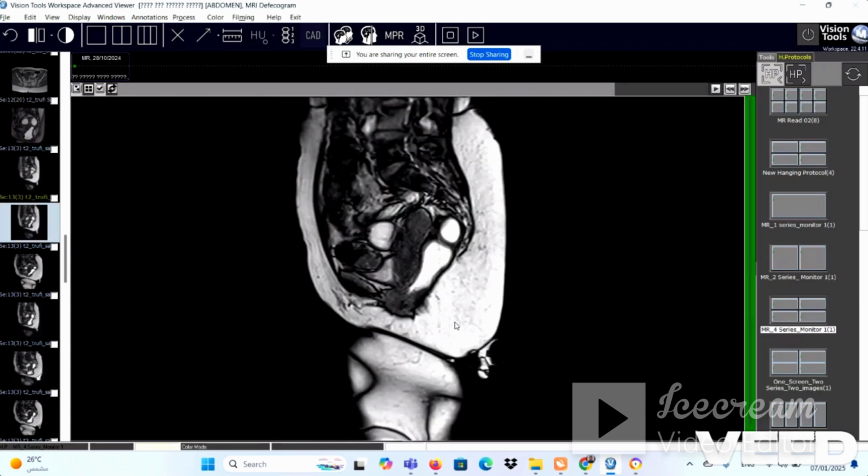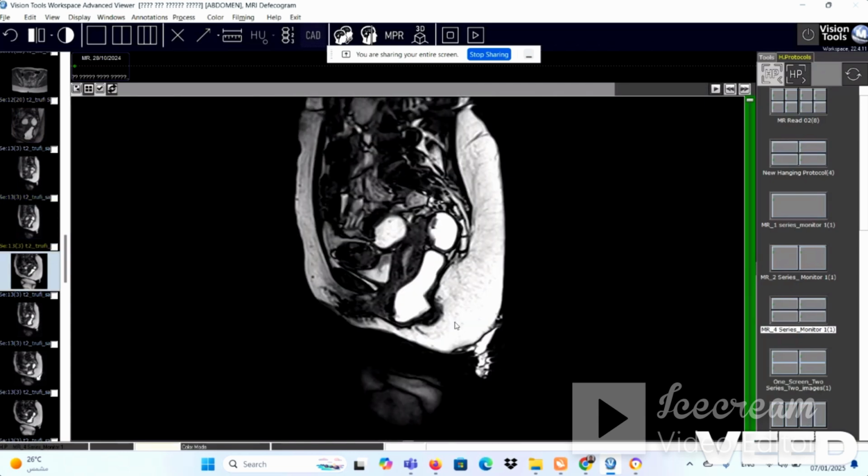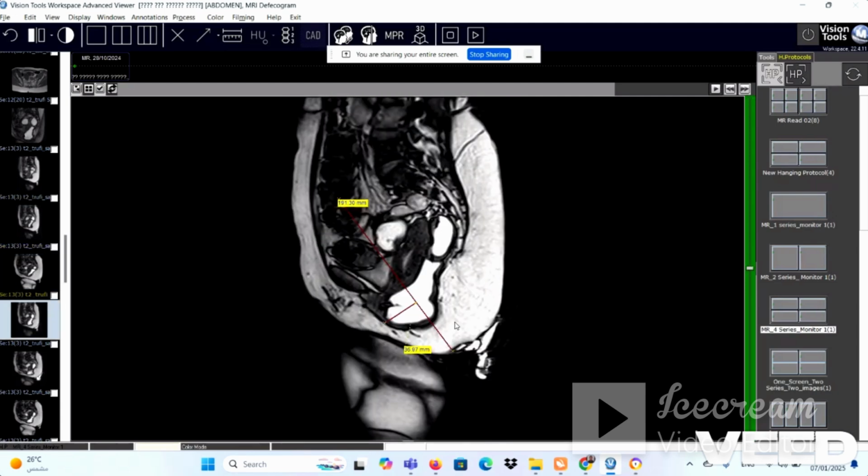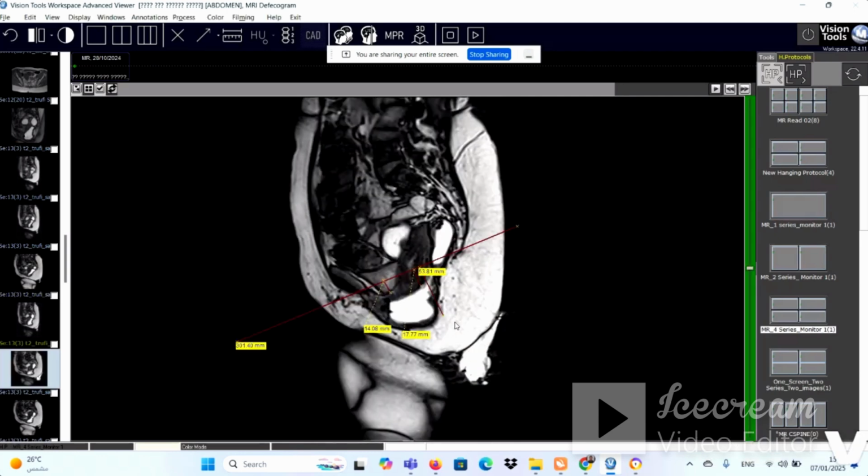Let us see the remaining image during straining. We ask the patient to strain and to reach the maximum point of straining. Here is the maximum point of straining. We found that this is the PCL, pubococcygeal line, and this is the bladder neck. The bladder neck descends inferior to the PCL by 1.4 centimeter.